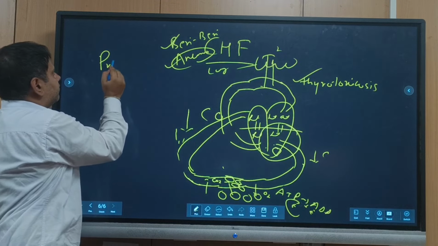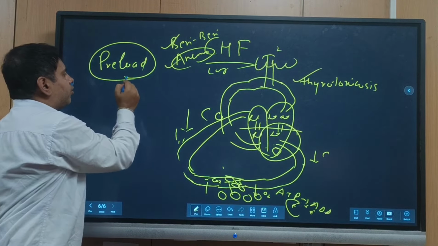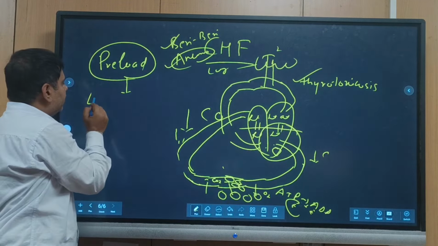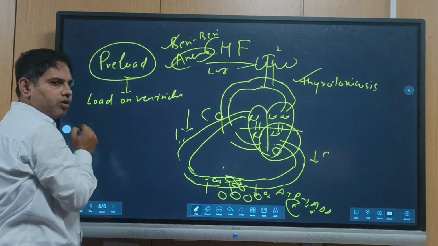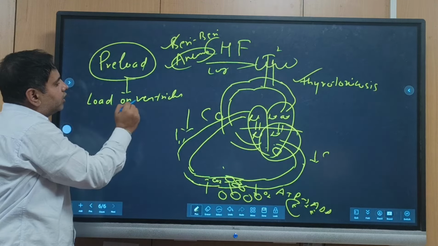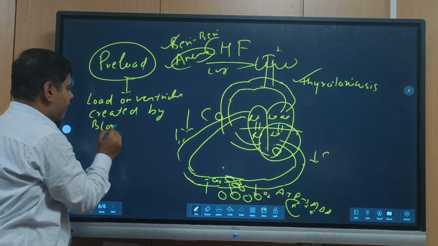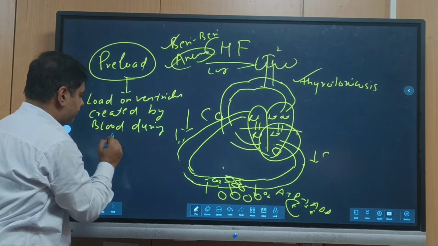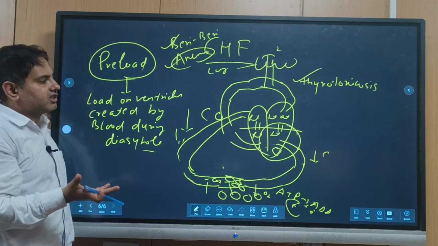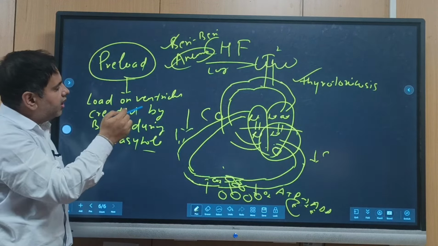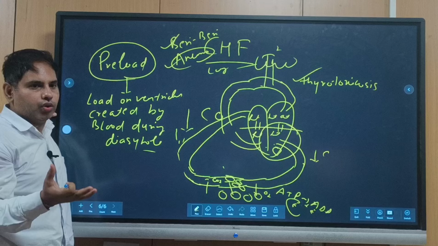Preload, as its name indicates, is a load, right? Load on where? Load on the heart, or load on the ventricle. Who is creating that load? The load is created by the blood. The load on the ventricle created by the blood during diastole. During diastole, your heart is relaxing, right? During that relaxation, the load created by the blood in the ventricles, that load we call preload, right?